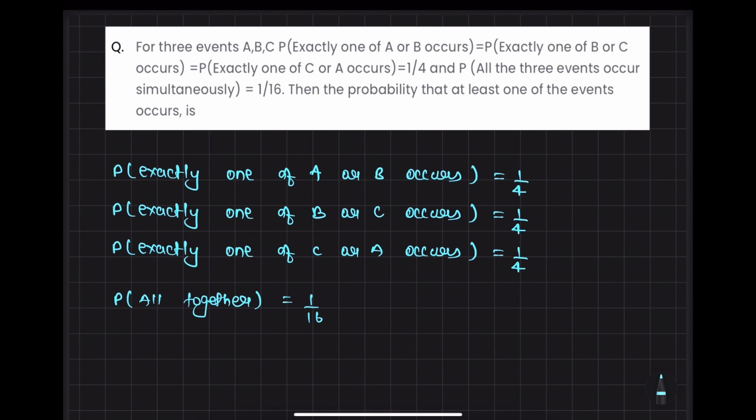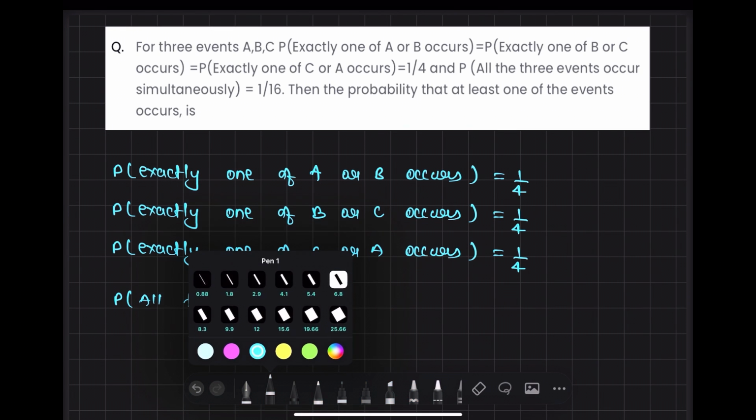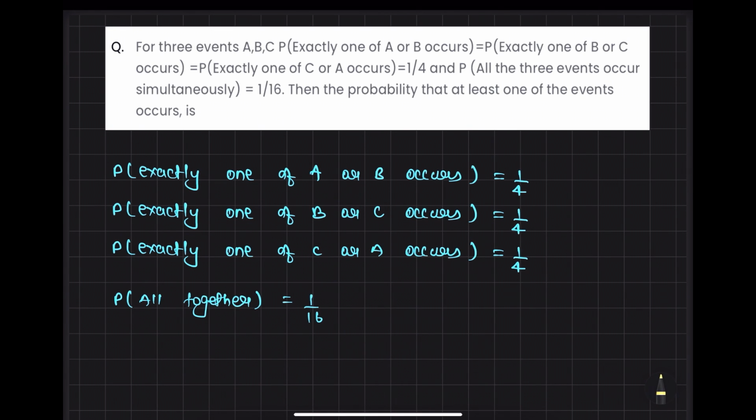Now look at this. Then the probability that at least one of the events occurs. Now look at the idea. First try to understand what this thing is. They are talking about exactly one of the events A or B. Okay.